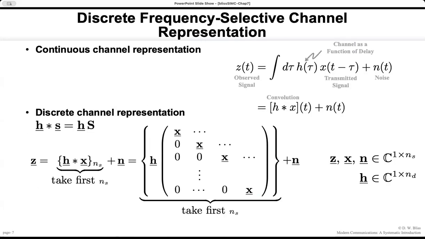All right. So in the upper right, you see the equation for a continuous version of the channel impulse response convolved with our transmitted signal showing up at the receiver, and then of course in the receiver you add some more noise. This is the integral form. We could also write it down in the simpler convolution form, that is the channel convolving with the transmitted signal.